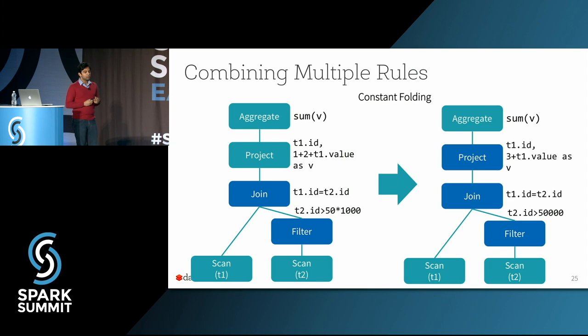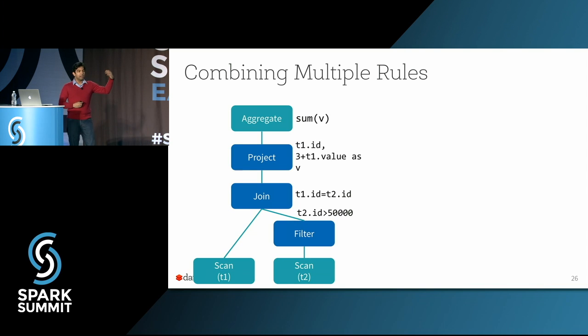Similarly, we can also do smarter things around constant folding that I just mentioned before. So things like 1 plus 2 plus T1.value can be automatically rewritten to 3 plus T1.value at compile time, and things like 50 times 1,000 can just be rewritten to 50,000. So again, very simple rules, but we can apply them continuously in order to optimize your query.